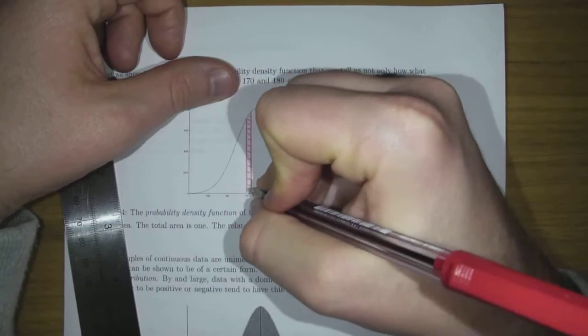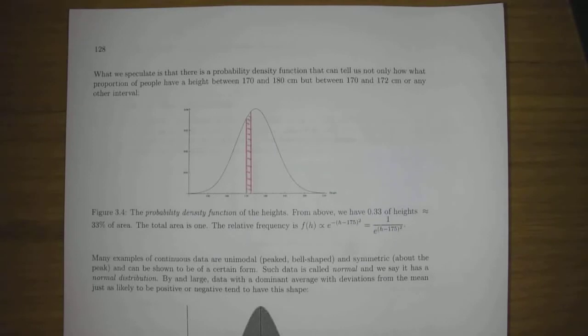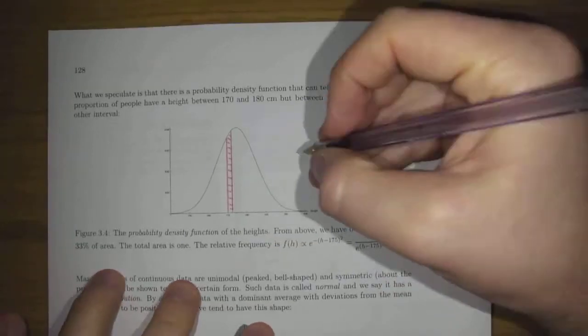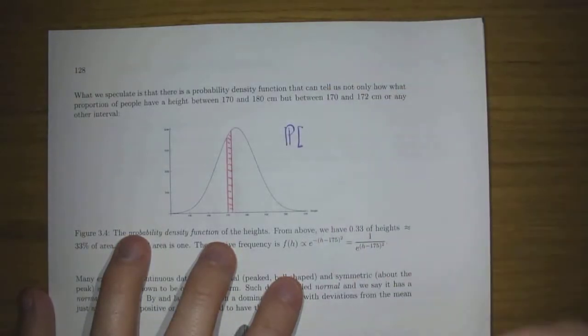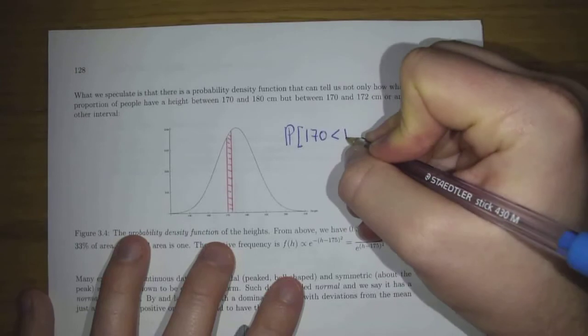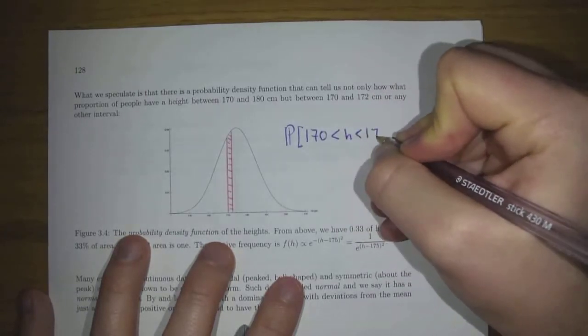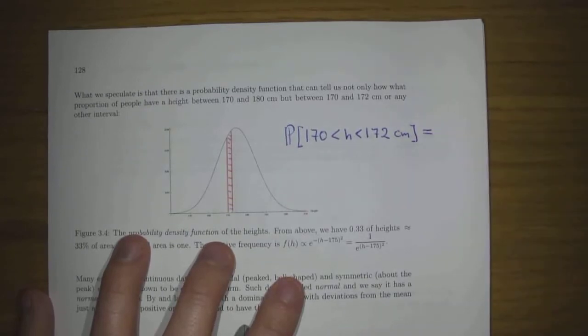So we're thinking now in terms of a person chosen at random, and h is their height. The probability that the height, I remember what I was going to say now, is between 170 and 172 is equal to this area.